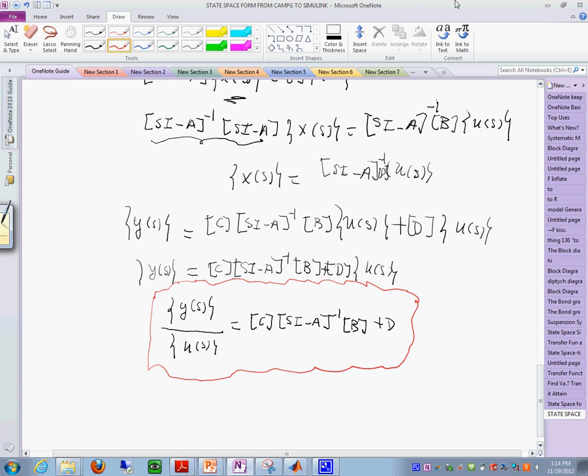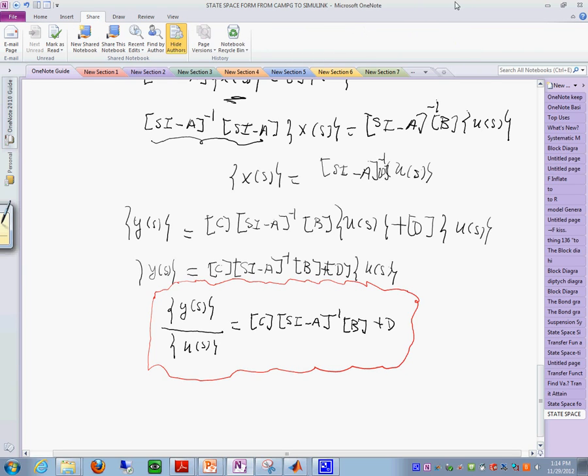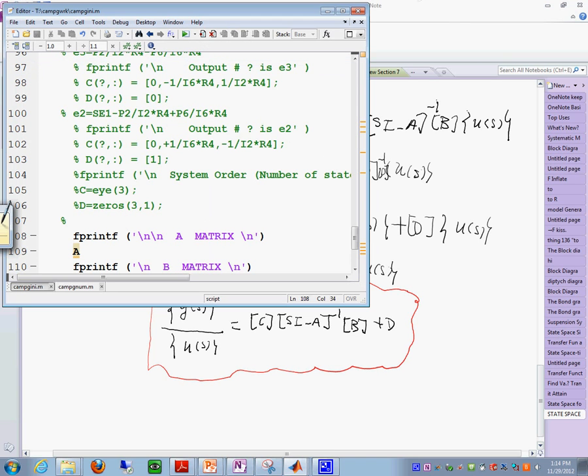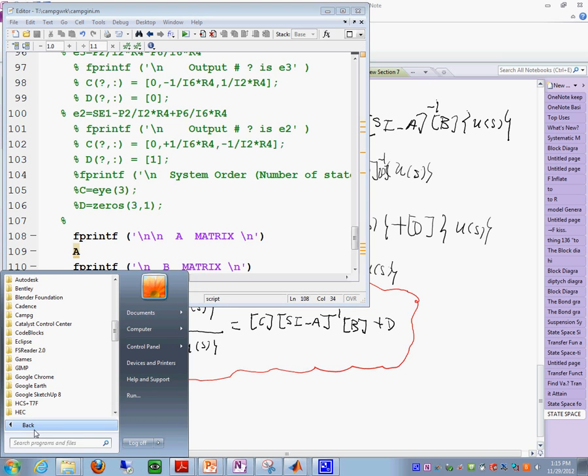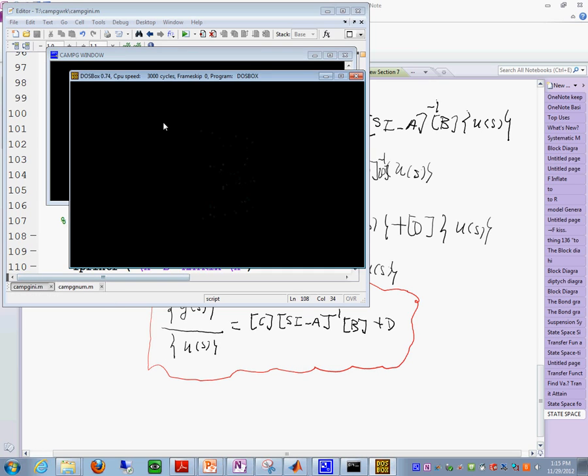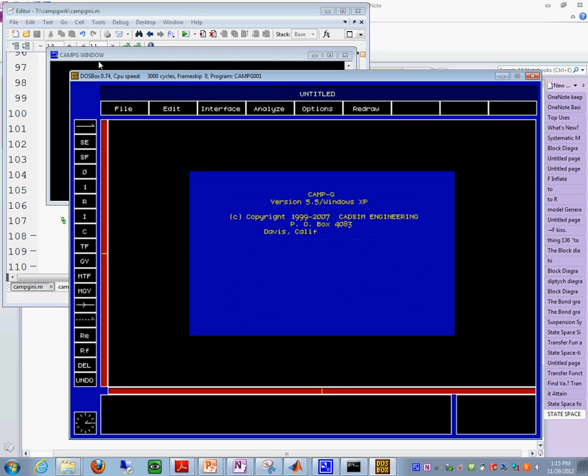So let's go back for a moment over there, and then what is the SI? S is the Laplace operator. I is the identity matrix, because you need the identity matrix to do the summation of those two with the A matrix. So in here, if you go back and we go over here to the CAMG software and we put the example in here again. Yeah, and here you have this right there.